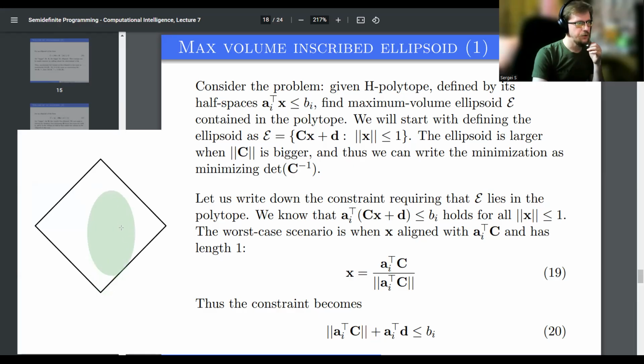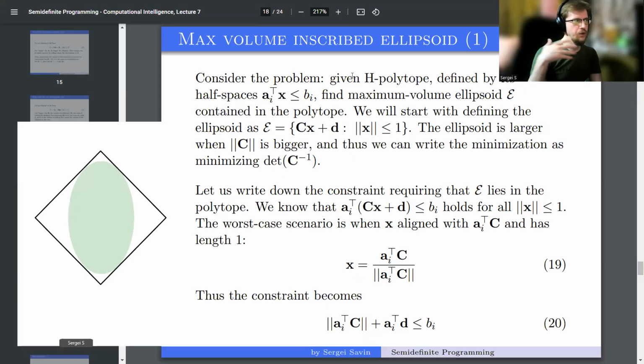Say this is an ellipsoid, and you want to try to find the biggest one that would fit inside. You can increase it, and you want to find the biggest one that would fit inside. That is the problem of the biggest possible inscribed ellipsoid. This problem can be considered through an H polytope.